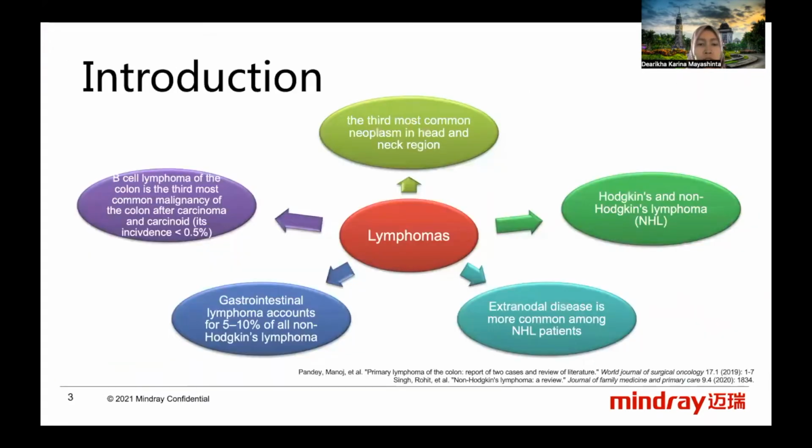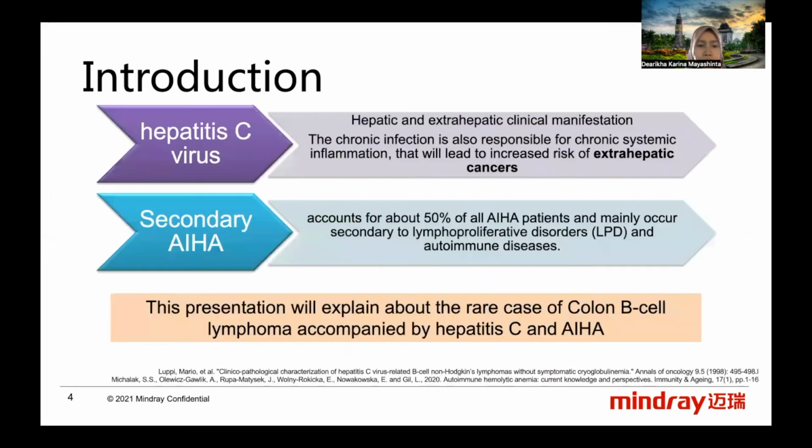Lymphoma constitutes the third most common neoplasm in the head and neck region, arising from the lymphoreticular system. Malignant lymphoma is divided into Hodgkin disease and non-Hodgkin lymphoma. Extranodal disease with or without lymph node involvement is more common among non-Hodgkin lymphoma patients. Gastrointestinal lymphoma accounts for 5 to 10% of all non-Hodgkin lymphoma. B-cell lymphoma of the colon is the third most common malignancy of the colon after carcinoma and carcinoid, though its incidence is less than 0.5%.